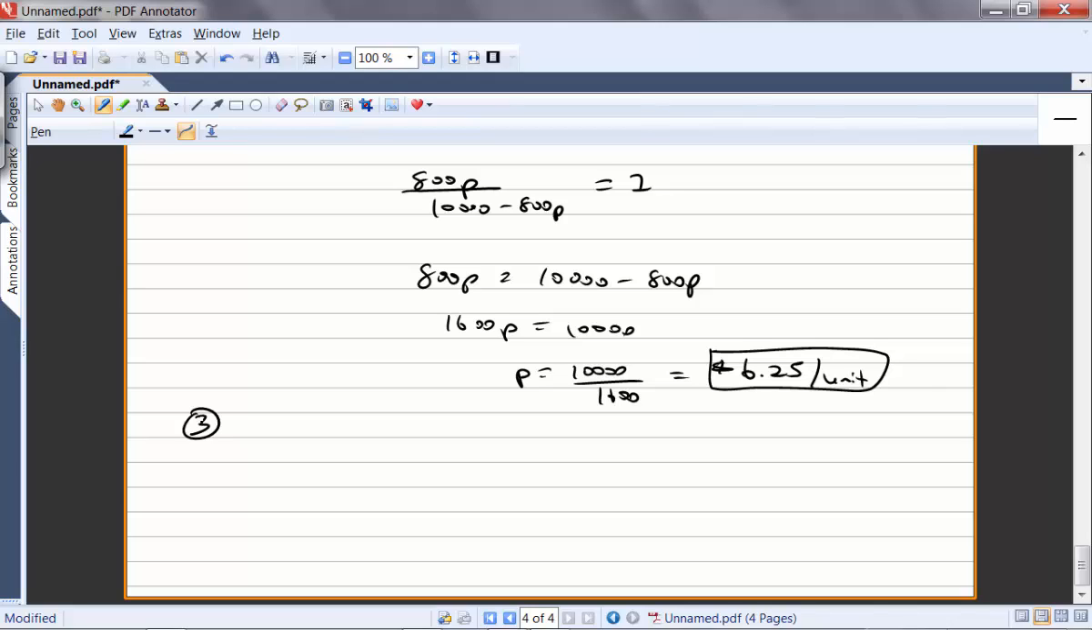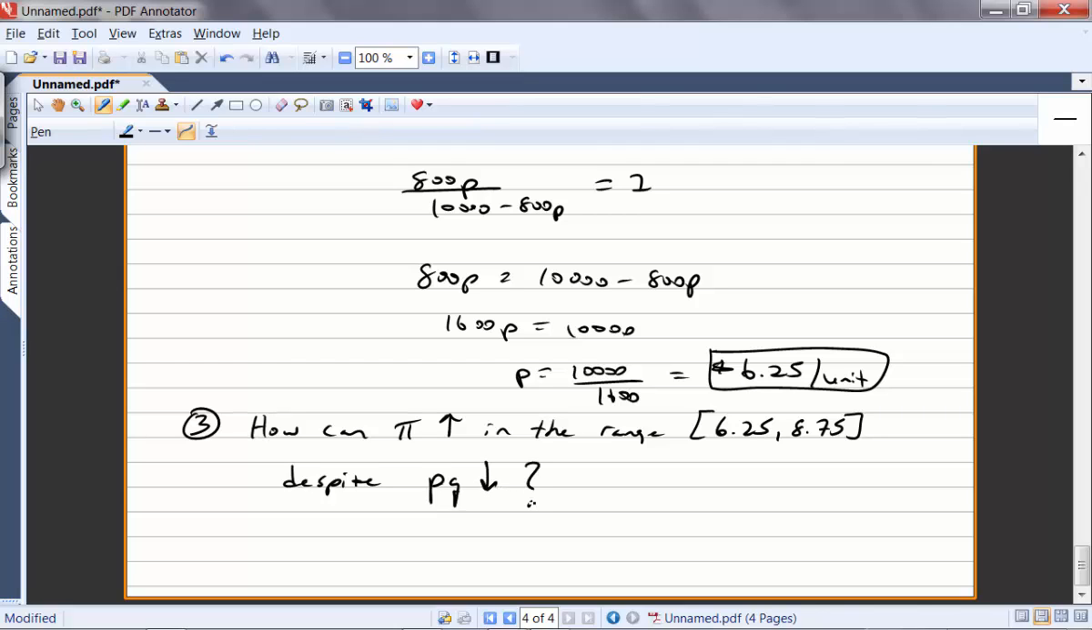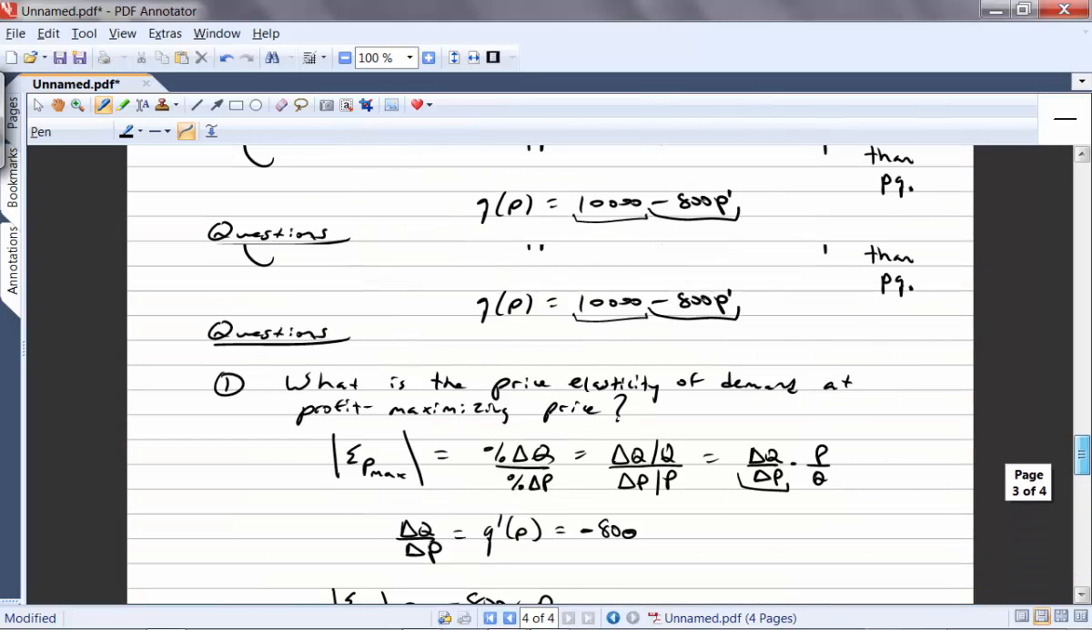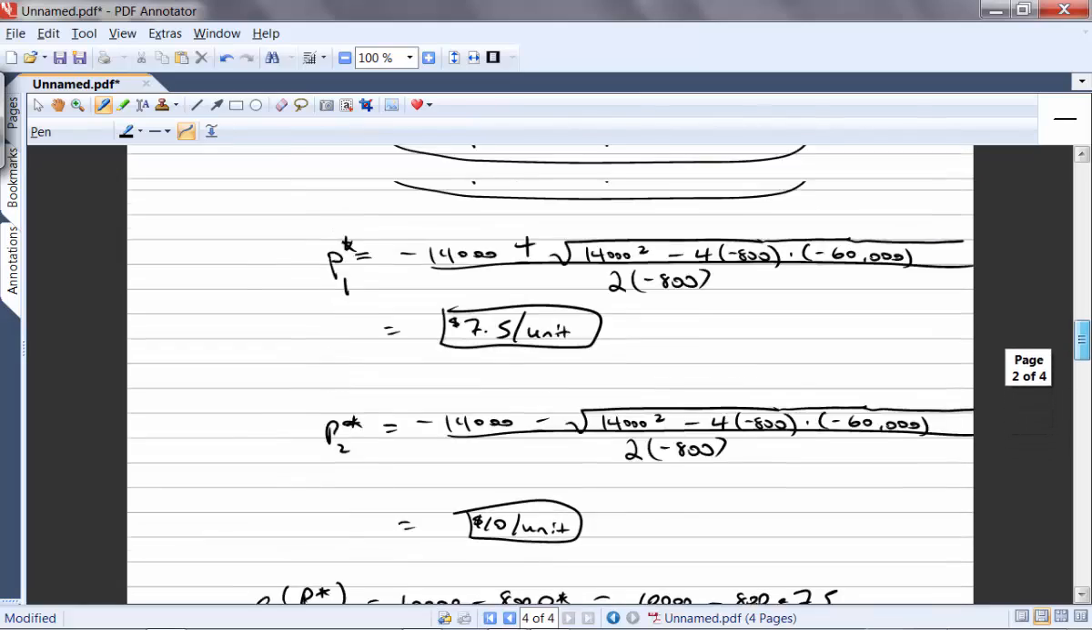Question 3. How can profit be increasing in the range 6.25 to 8.75, despite the fact that revenue is falling? Well, the answer is pretty obvious.